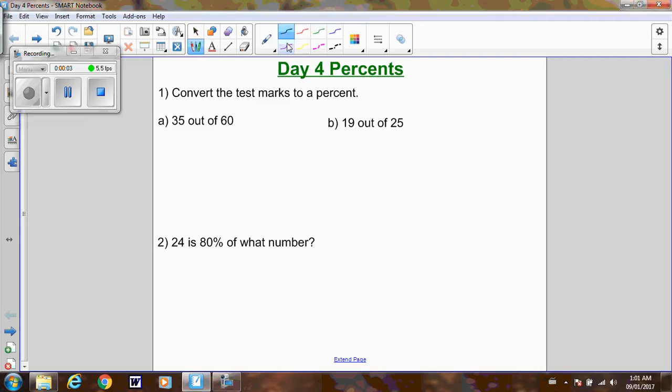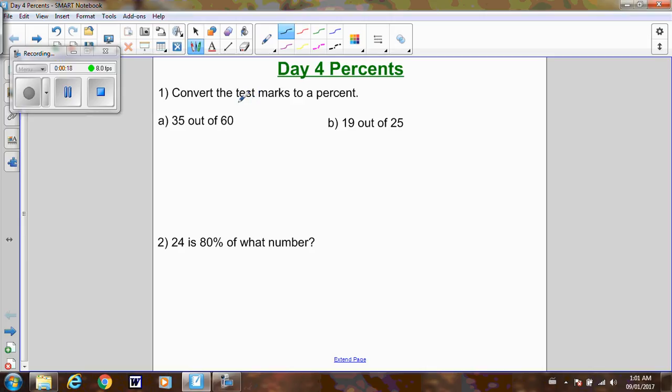Hi class, we've reached the final lesson of our unit. It's a very short unit. Today we're going to talk about percents. Now this is something that you're familiar with, but we're going to delve a little bit deeper in terms of how we actually find percentages.